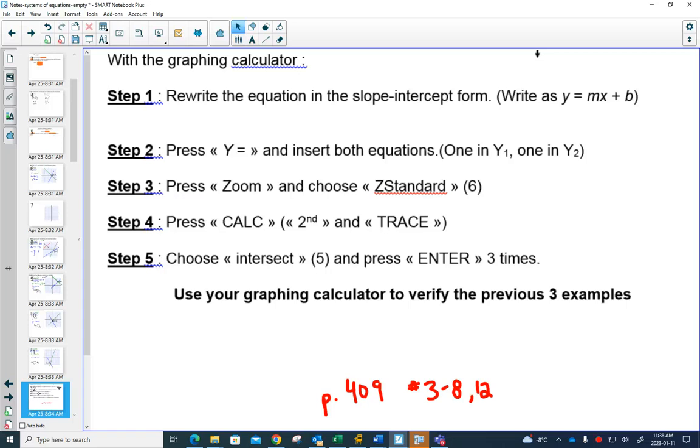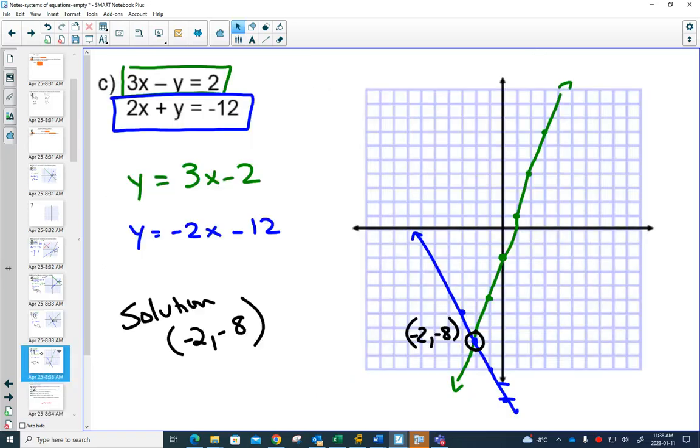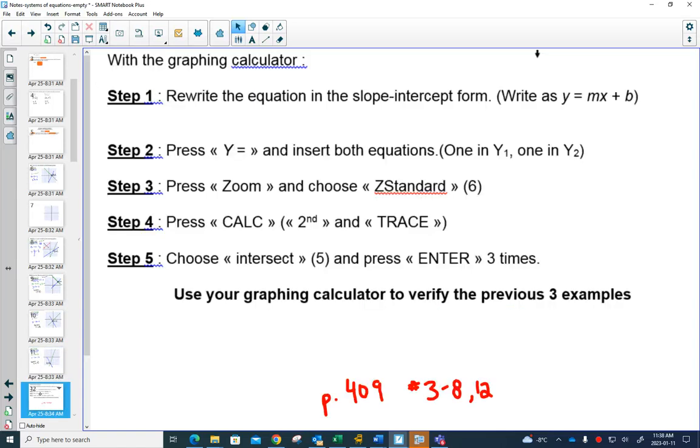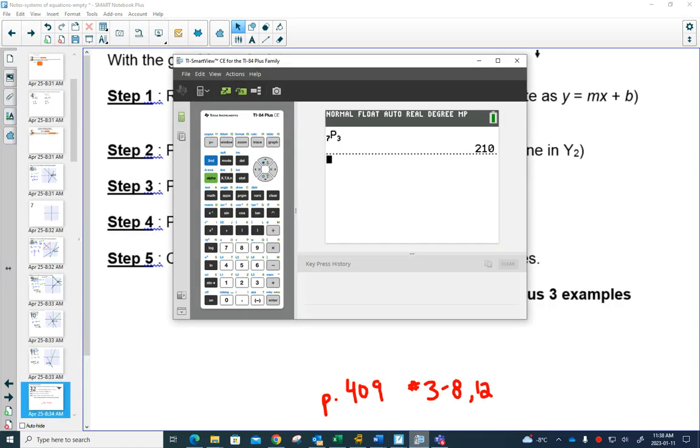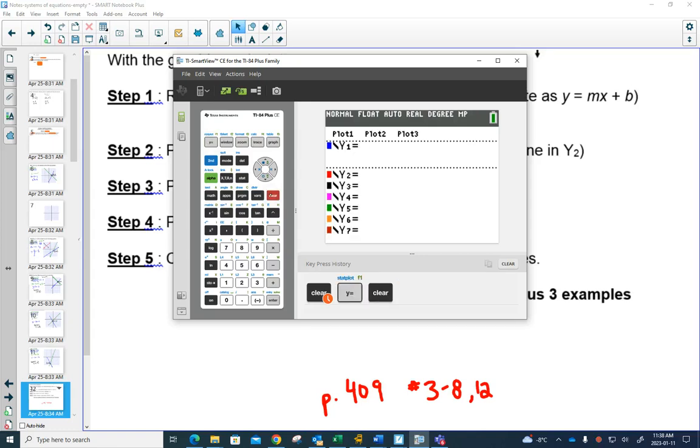So I'm going to show you that on a graphing calculator, you can find this solution as well. And we're going to use this example C, which has the point -2, -8, to see how it works. Now, on a graphing calculator, this is what it would look like when you turn it on. Above the second button in the top left-hand corner is a y equals button.